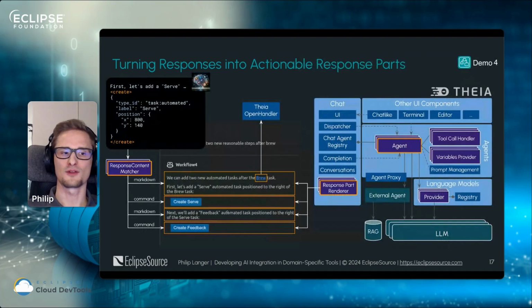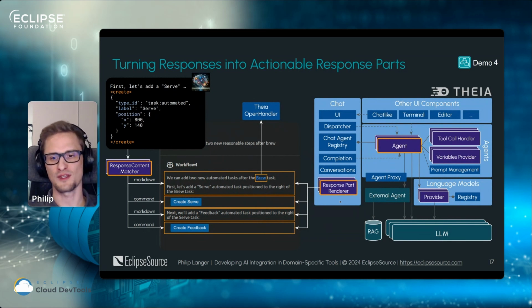And Theia AI allows you to do that in basically the following way. First of all, you can register response content matchers where you specify: from this element to this element, I will create a response part of type command, and before and after that, I will create response parts of type markdown.